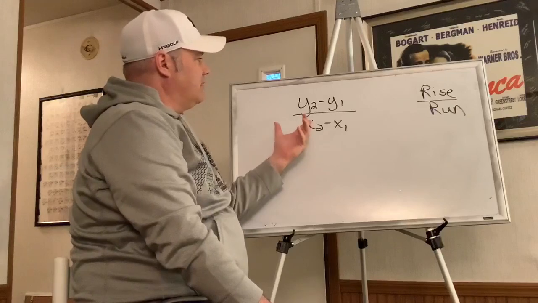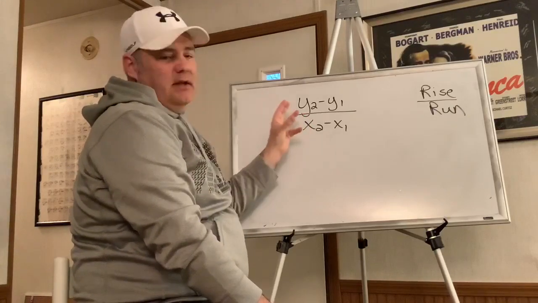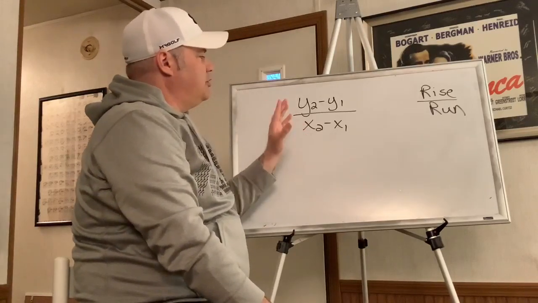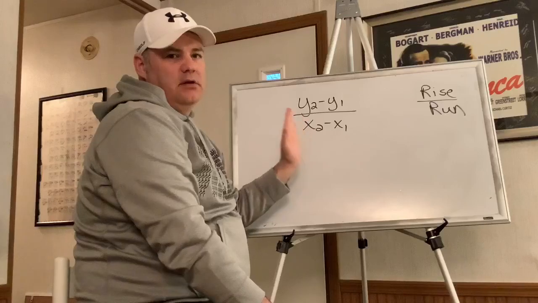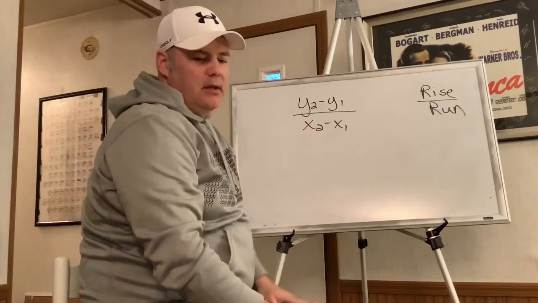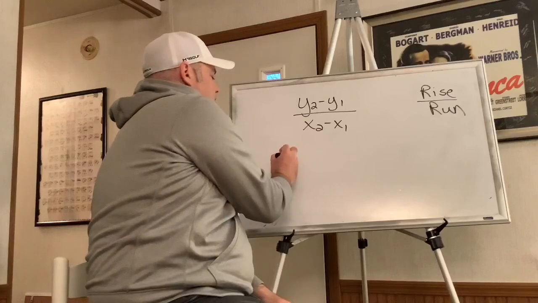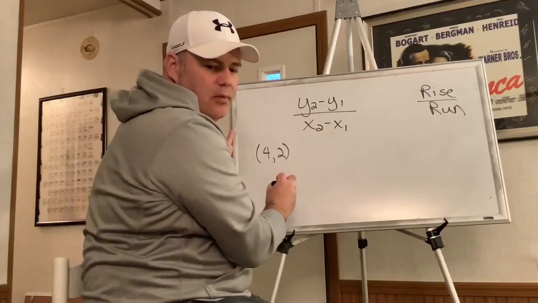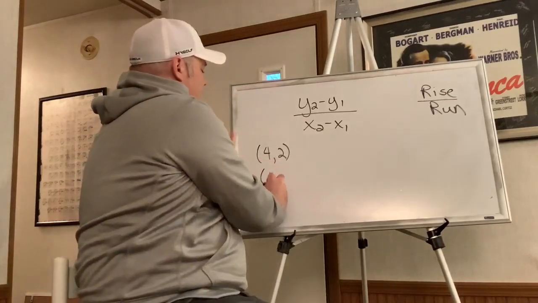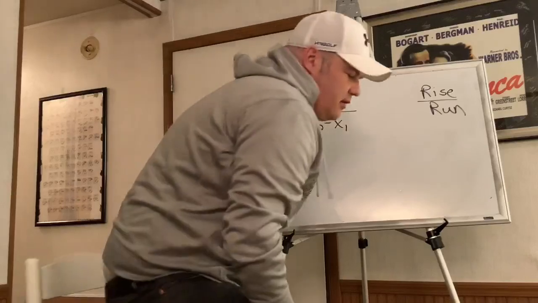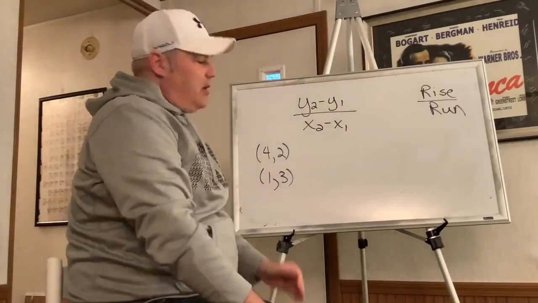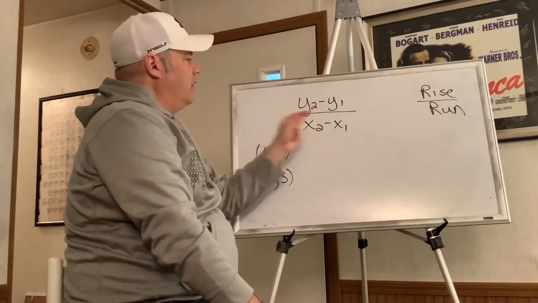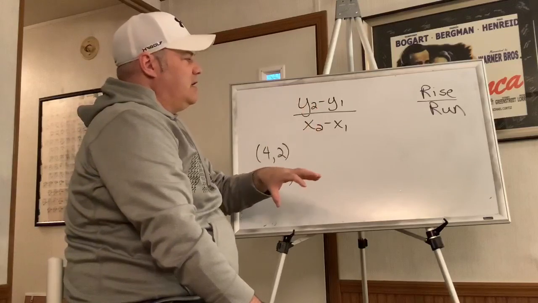And here's the dirty little secret about this: it really doesn't matter which one's your first or second y, but once you pick the one, then you've got to keep it the same throughout the problem. So let me put a point up there and show you what I mean. Here's a point of (4, 2), and the other point I'm going to make (1, 3). So these are 2 points on a graph, (4, 2) and (1, 3), and I want to find, well, what's their slope, okay?